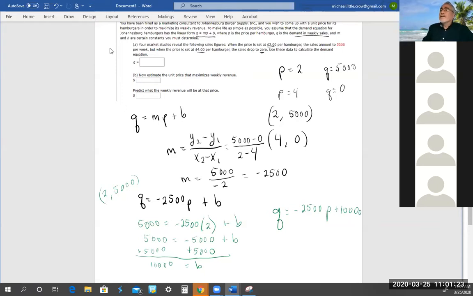So that's up here. Minus 2,500 P plus 10,000. That means that if you were to charge $0 for them, you would sell 10,000. I think you'd sell a lot more, but anyway, that's what this function says. And for each dollar you increase the price, you'll sell 2,500 less. So now estimate the unit price that maximizes weekly revenue.